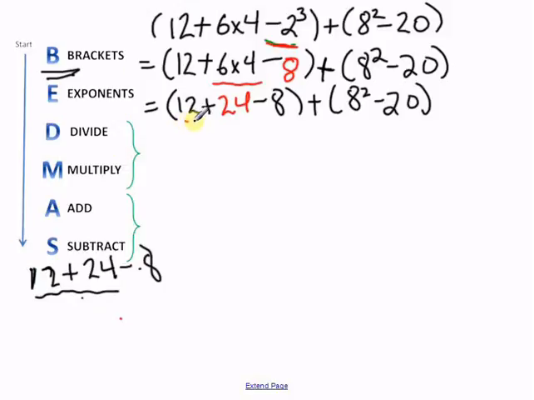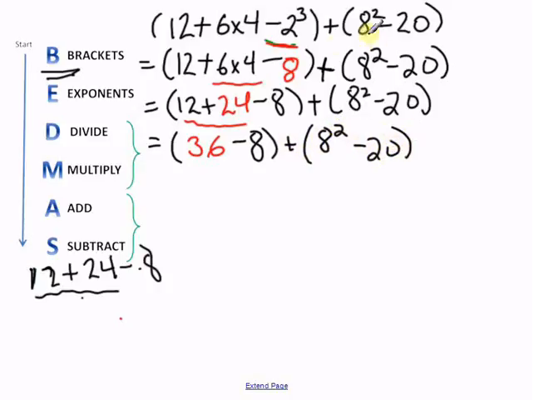So back to my initial problem here. I'm going to do the addition. So 12 plus 24, that's 36. I still have the subtract 8. I haven't done anything with it yet. Same thing here, plus 8 squared minus 20. So now inside that first bracket, I've simplified it down to 36 minus 8. Well, that's easy. There's only one thing left to do. Do the 36 minus 8.